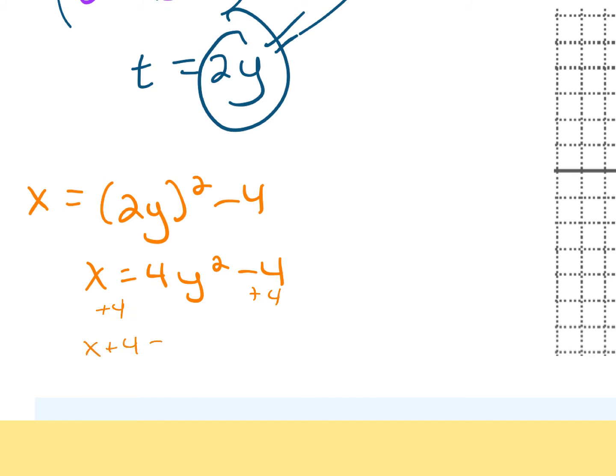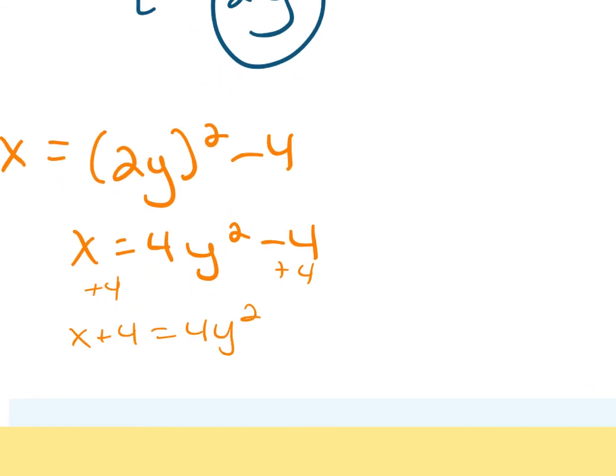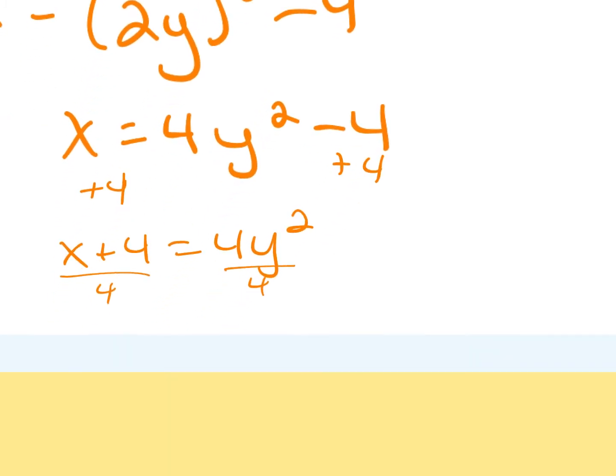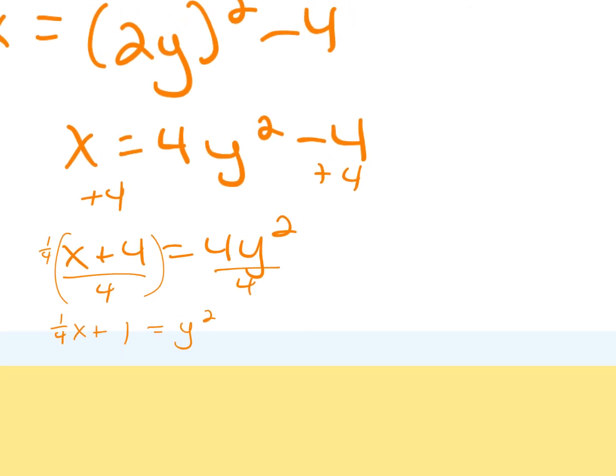X plus 4 would equal 4y squared. I cannot have anything in front of the y squared, so I would divide both sides by 4 or multiply by a fourth. Okay, same thing. Equals y squared. And then go a step further and say that 1/4 can't be attached to the x, so I take that out. And 1 divided by 1/4 is 4.